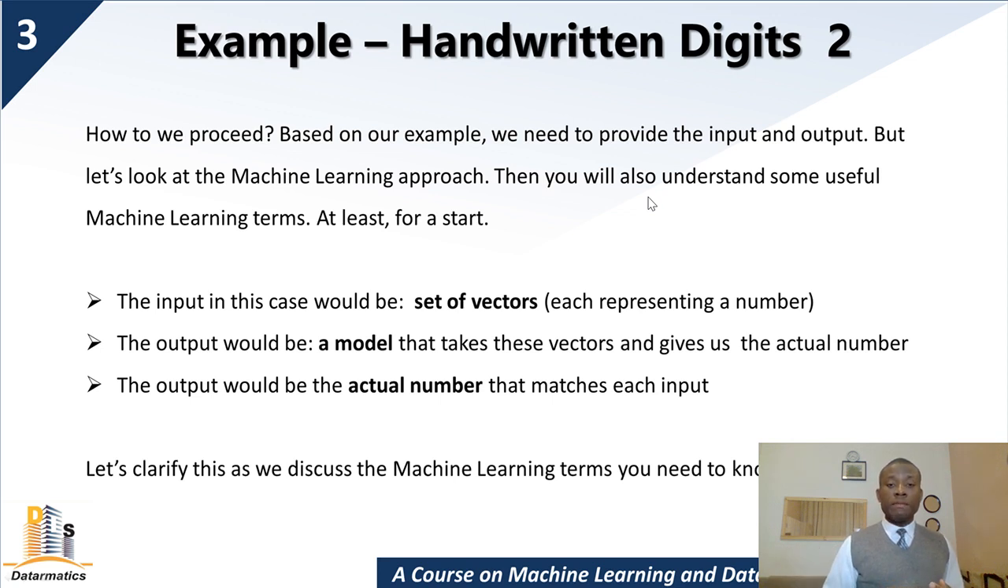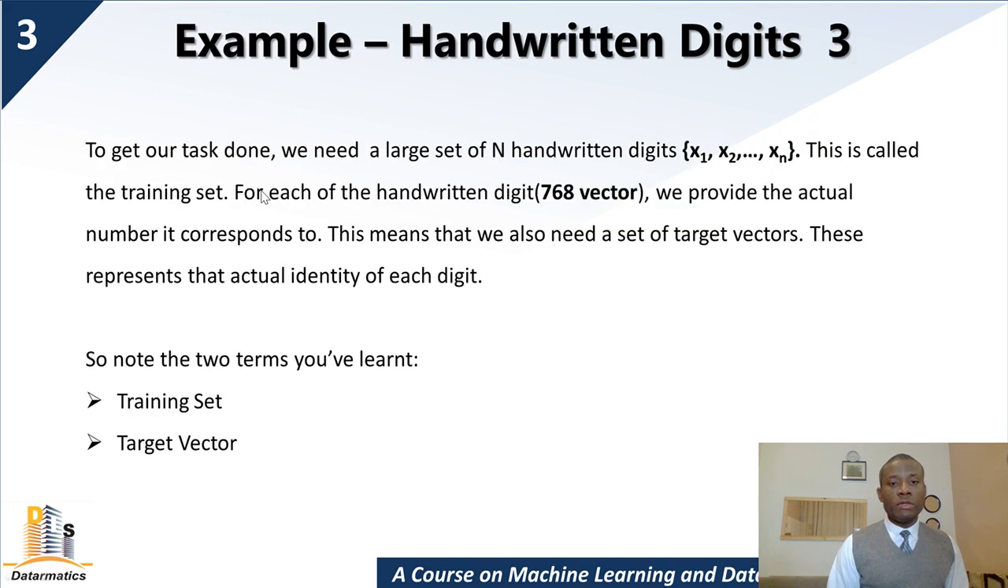The output is going to be a model that can take in a vector and give us a number, right? And the output will be the actual number that it is going to predict. For instance, it could see a 0 and call it an O, or it could predict it to be a 0. So let's now do a little more clarification.